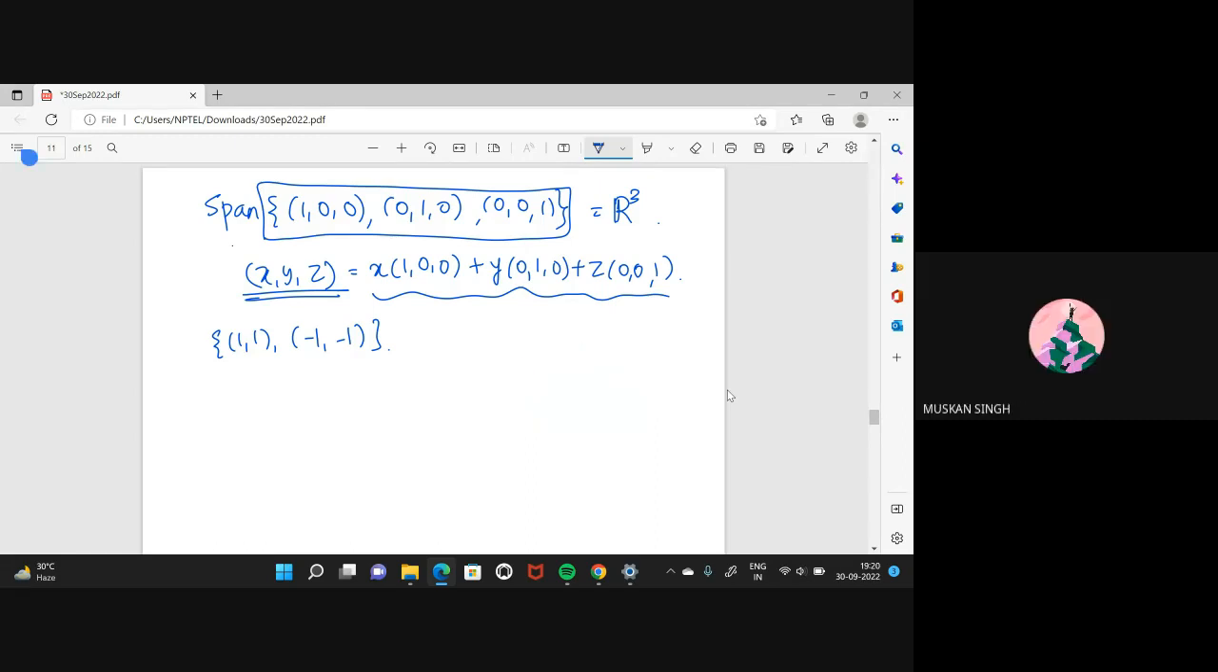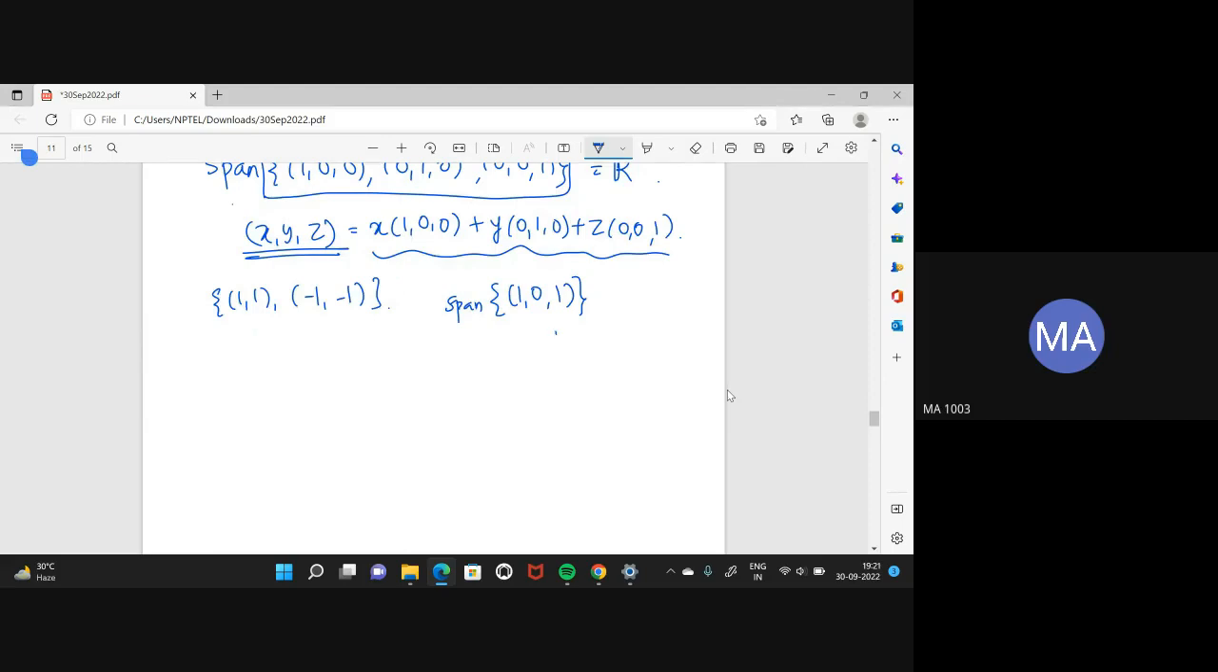Ma'am, can we say that a single vector of R2 will be a spanning set for R3? How can it span R3 if you have only one vector? What is the span of this vector? Whatever scaling you do, you're going to lie in the direction of that vector only, no? It's going to lie on this line only. It's not going to go outside this line, whatever spanning you do.